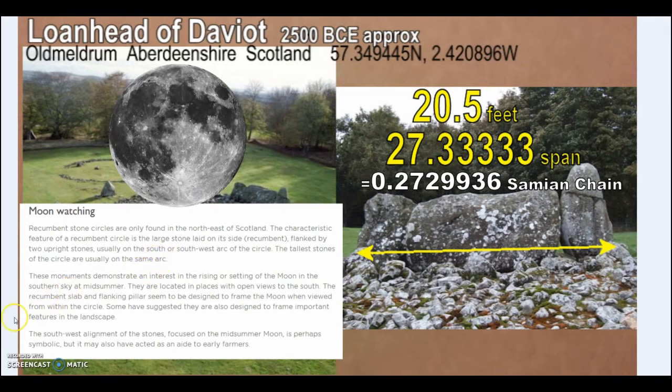Well, these monuments demonstrate an interest in the rising or setting of the moon in the southern sky at midsummer. So once again, with so many of these sites across the world, especially across the UK and Ireland, they're astronomically aligned, typically to the solstice, so midsummer or midwinter. And these other sites which I've shown before, and we'll look at, have the same feature there. They're clearly aligned to these very important dates on the calendar, and have these other functions.